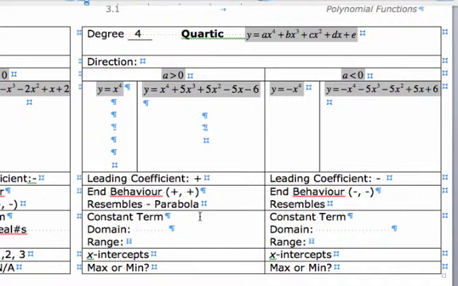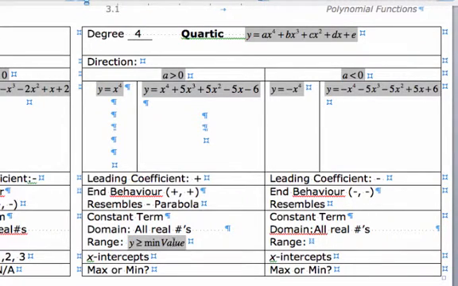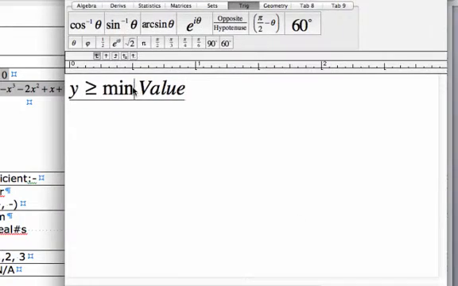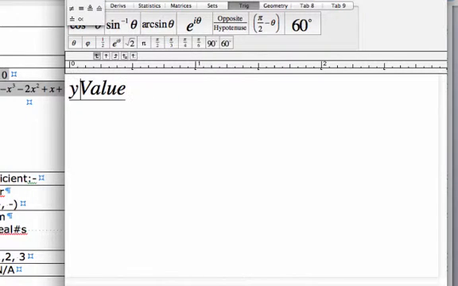The constant term is still our y-intercept, so I won't go into that. Our domain is still going to be all the real numbers. That's not changing. We are not restricting the domain at all. So in all these cases, our domain is all real numbers. Our range, though, is going to be, like before, that our y value is greater than or equal to some minimum value. Our range with a negative leading coefficient is going to be less than or equal to some maximum value.